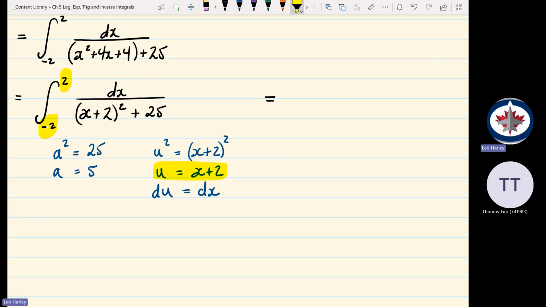So are our bounds going to change if we do this properly? Aren't we supposed to add 2 to each one of the bounds? So you're going to write it as -2 plus 2 is better known as 0, and 2 plus 2 is better known as 4. And then you can write it as du all over a squared plus u squared.